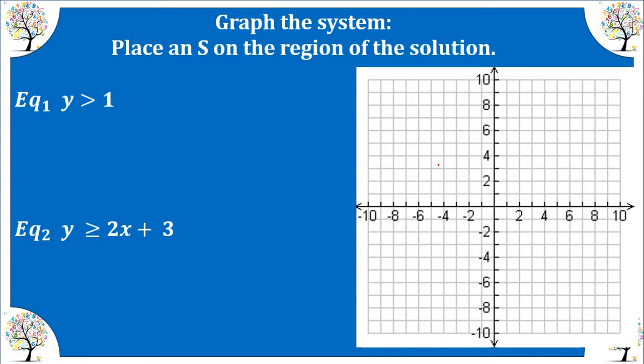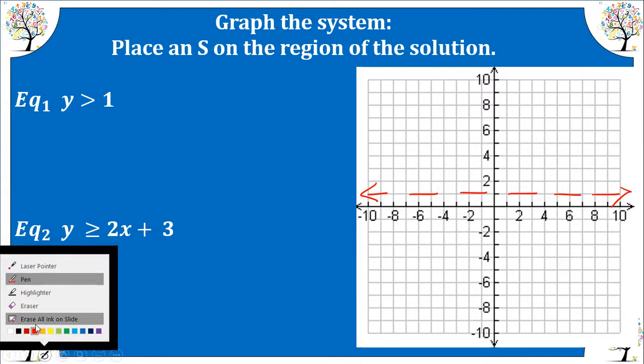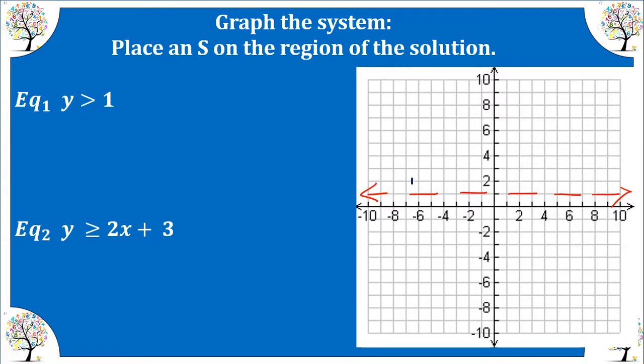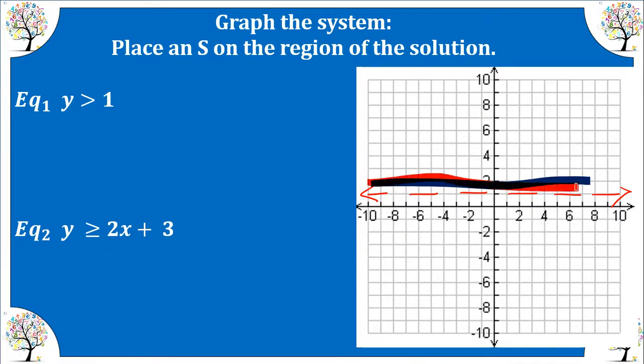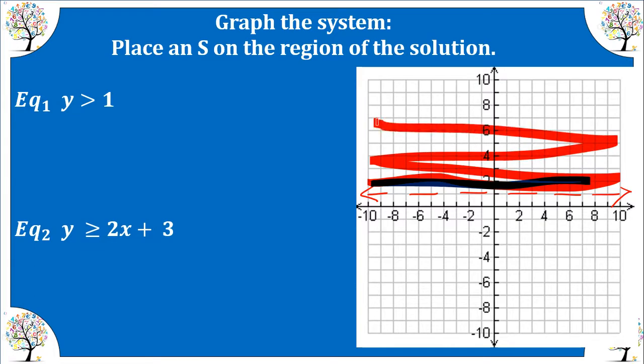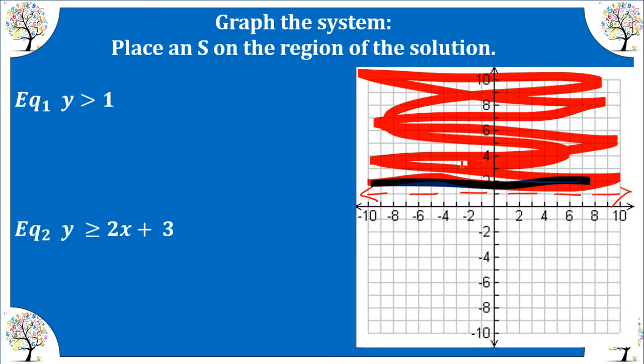Y is greater than 1, so we're going to have the horizontal line going through 1. These ordered pairs are not included because we do not have the equal sign. We're going to shade above because it says y is greater, so that means above. Sorry about that, that is not the right color. Here we go. All of these ordered pairs make this inequality true.